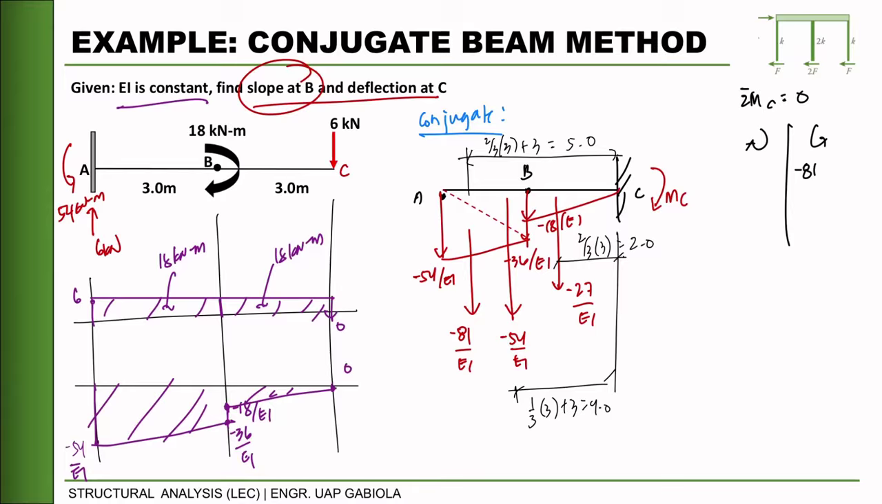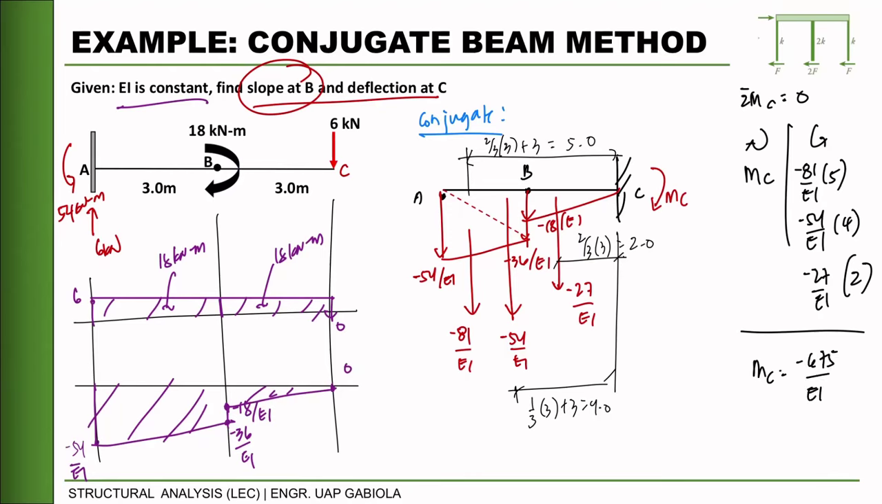Okay, so negative 81 over EI times 5. And then we have negative 54 over EI times 4. Then negative 27 over EI times 2. Okay, and then we have moment at C. Moment at C would be negative 81 times 5, 54 times 4, 27 times 2. So that is negative 651 over EI. Unit is kilonewton meter cube. That is also equal to our deflection.